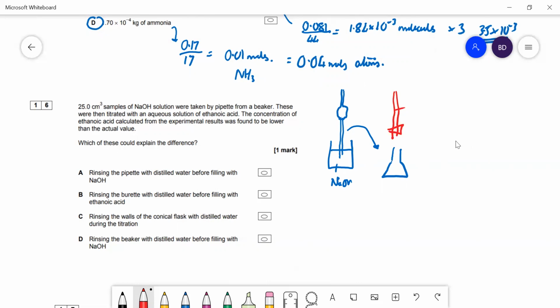If you rinse the pipette with distilled water before filling with NaOH, now if you did that, there would be less NaOH in there than there should be. So that means you're going to use less acid. So you're going to think the acid is more concentrated than it really is, not less. So it can't be that. Rinse the burette with distilled water before filling with ethanoic acid. Right.